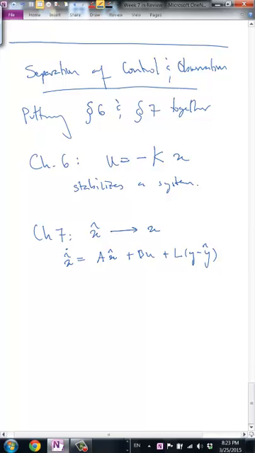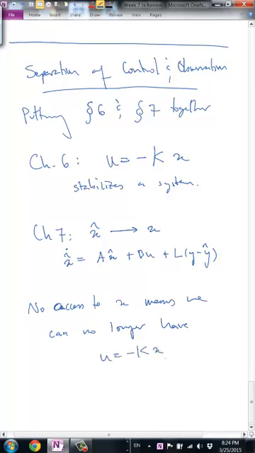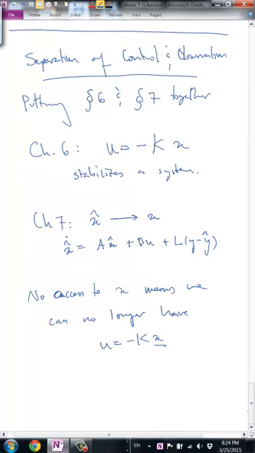And we showed in class how you can make the block diagram for what that would produce, X hat. So the idea of putting them together is, okay, we don't have access to X anymore. No access to X means we can no longer have U equals minus Kx because we don't have X. Well, what's a natural idea? The next best thing is to have U equals minus K X hat.